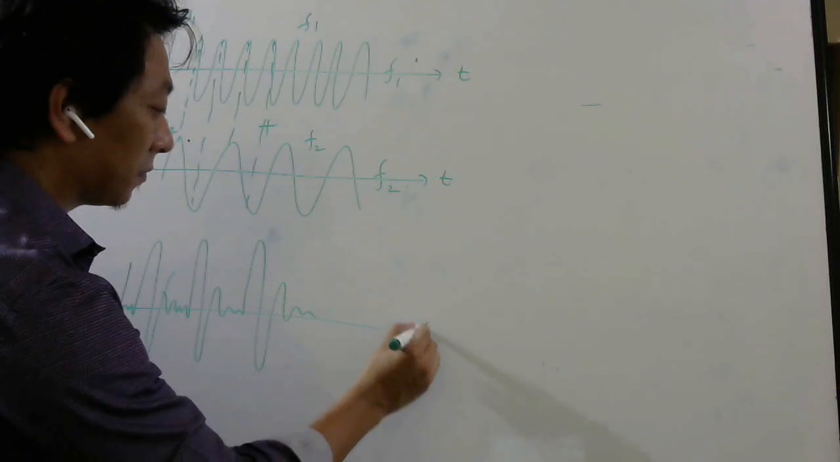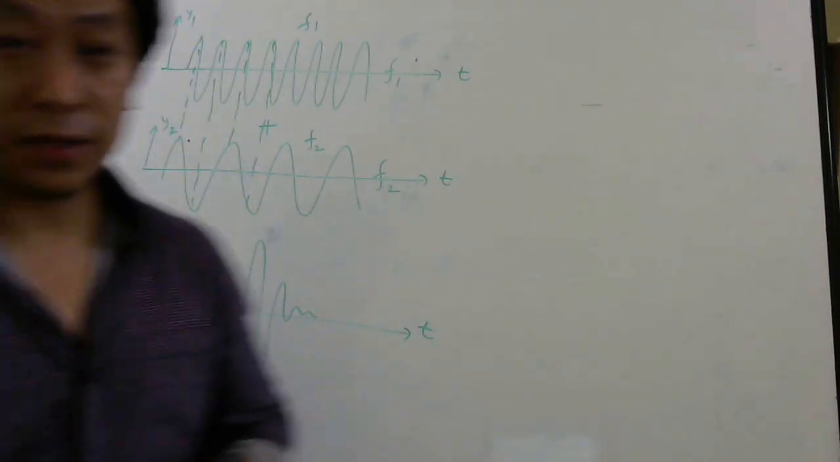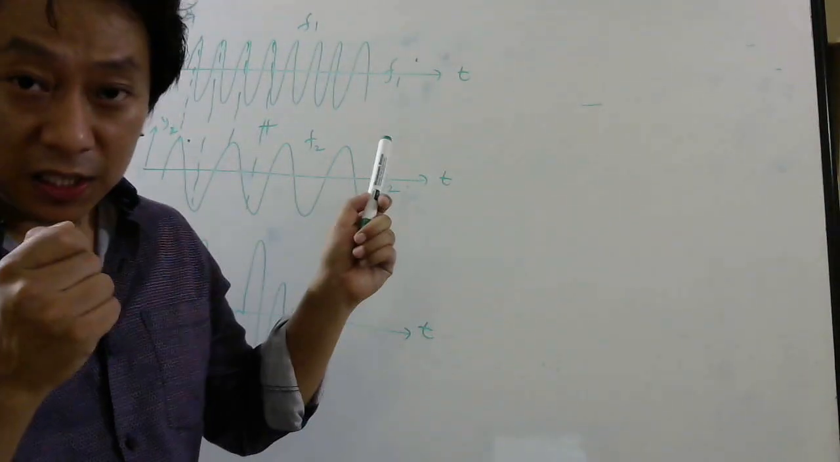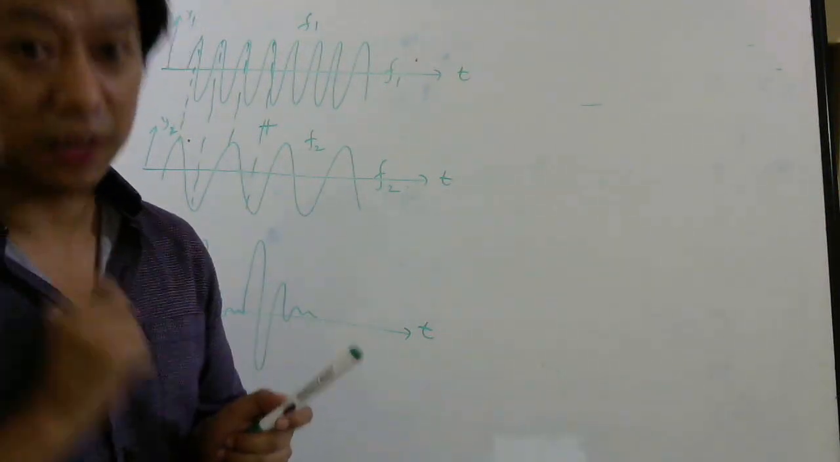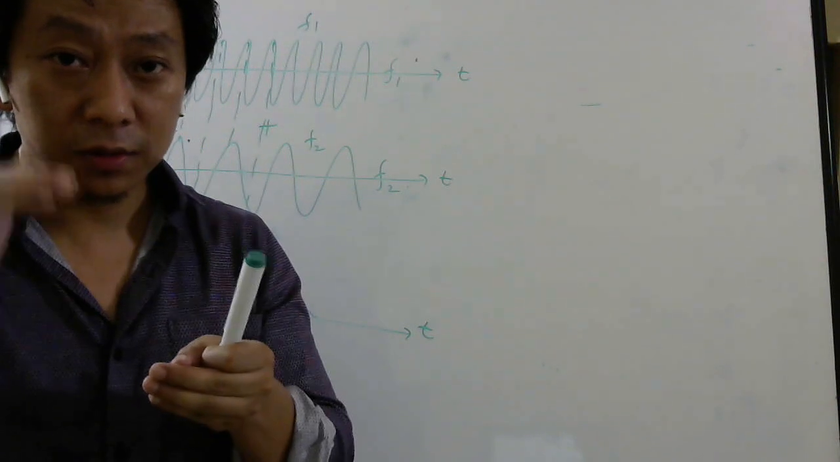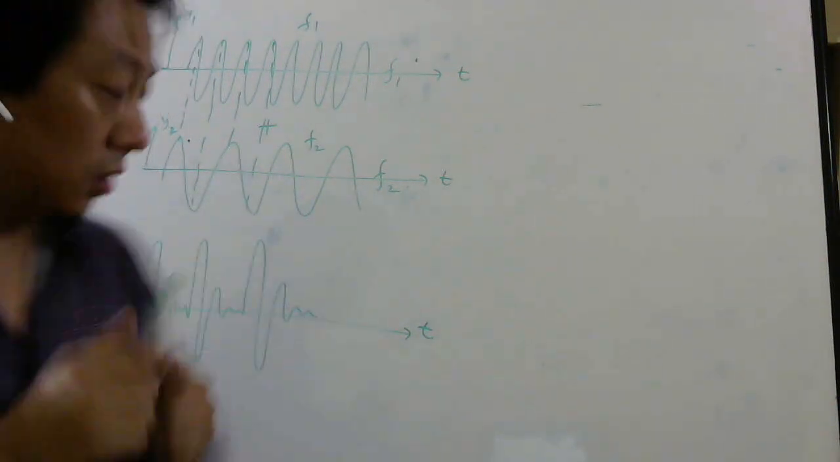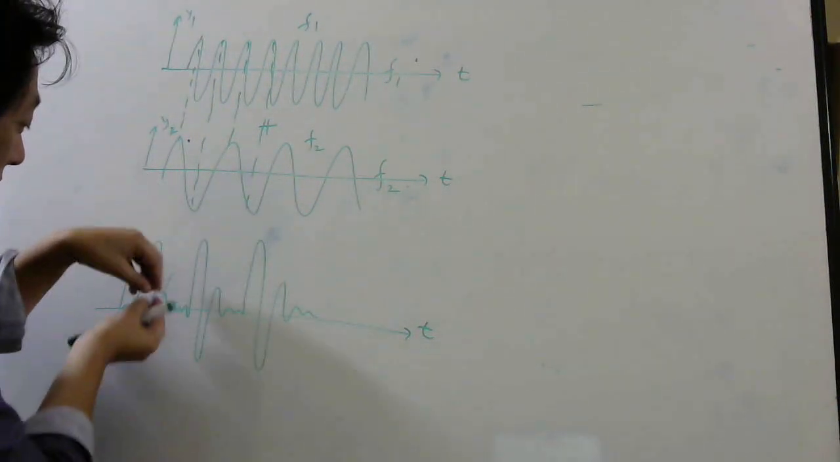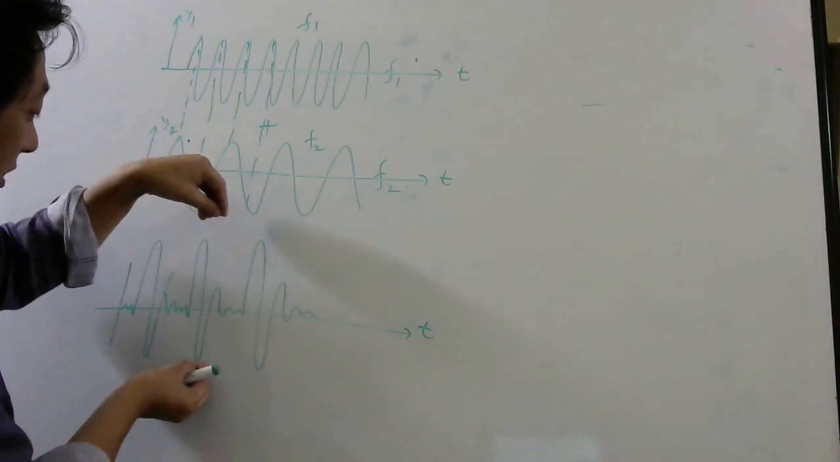time. So if this is "ting" like that, and this is "tung" like that, because this is higher frequency, the pitch will be more. When they overlap, your sound will be like that. So the sound will increase in intensity, then decrease, then increase, then decrease.